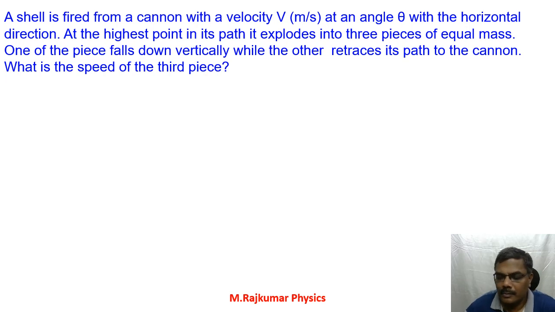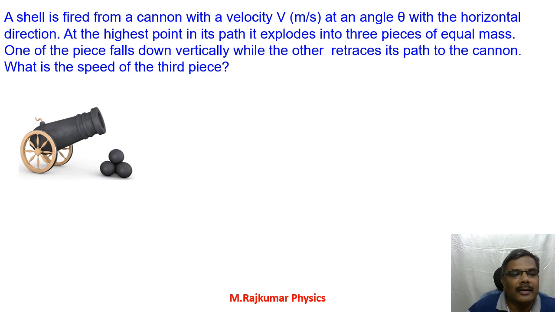Okay, so the next problem: a shell is fired from a cannon with the velocity of v meter per second at an angle of theta with the horizontal direction. At the highest point in its path, it explodes into three pieces of equal mass. One of the pieces falls down vertically while the other retraces its path to the cannon. What is the speed of the third piece?